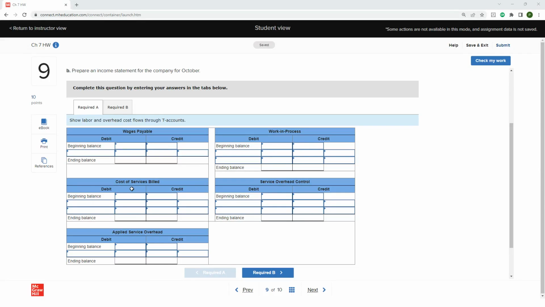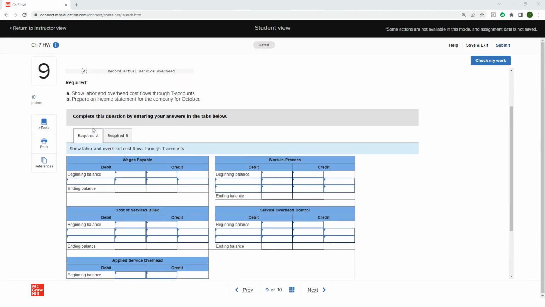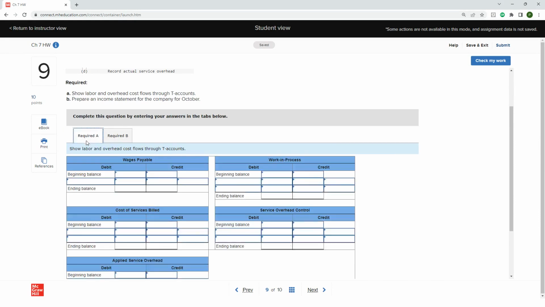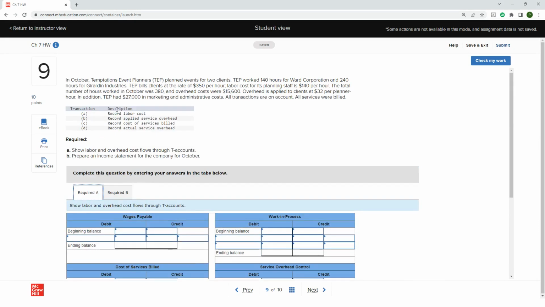So let's look at the fact pattern now that we know what we need to look for. The fact pattern says that in October, TEP company planned events for 2 clients, Ward Corporation and Girardin Industries. They worked for Ward Corporation for 140 hours and for Girardin for 240 hours. They bill the clients $350 per hour.